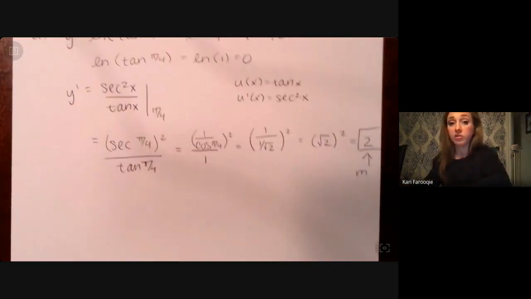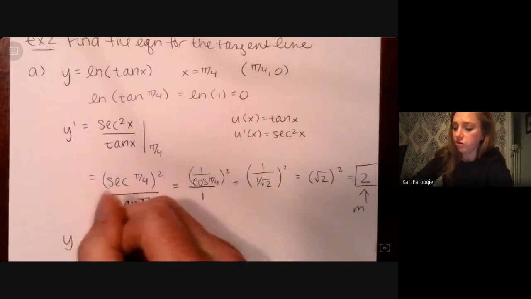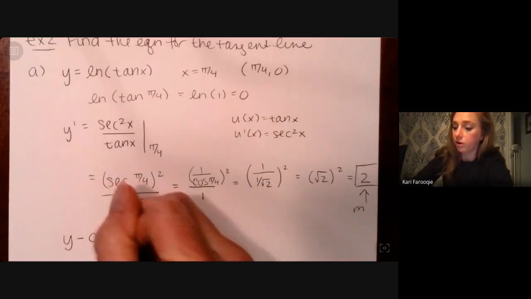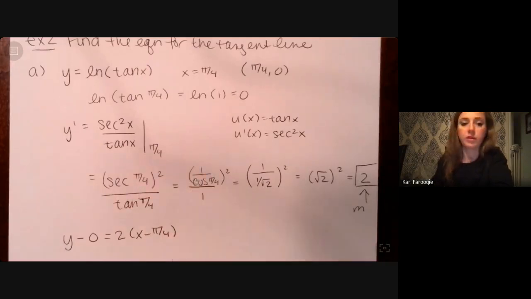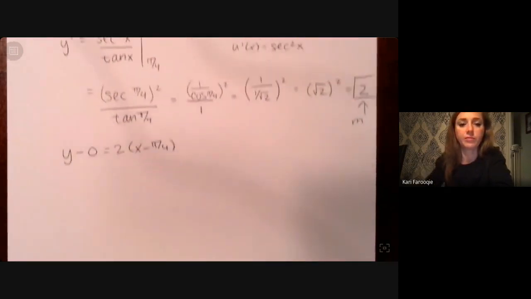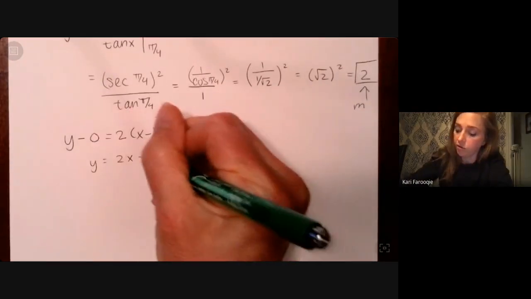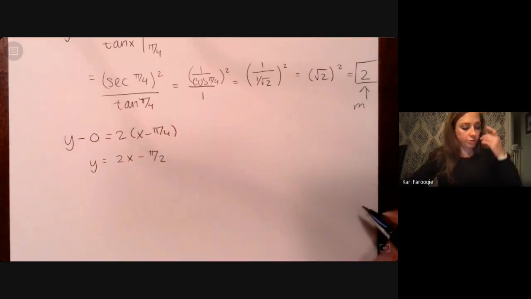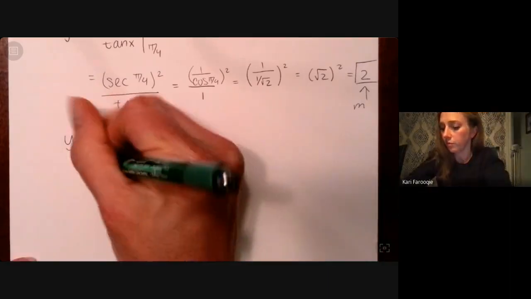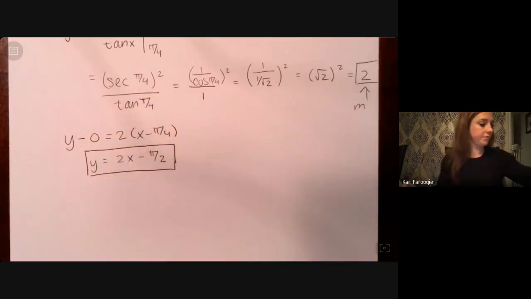Okay, now I'm going to take the slope with my point, which is pi over 4, 0, to write an equation for the tangent line. So y minus y sub 1 is m times x minus x sub 1. And you end up with y equals 2x minus, and then twice pi over 4 is pi over 2. So that's that one.